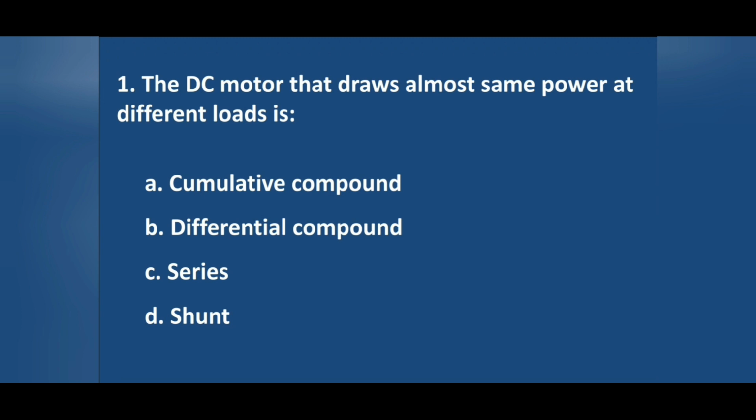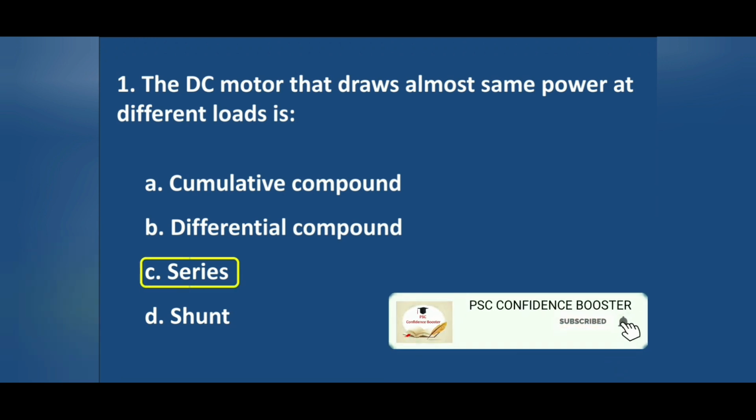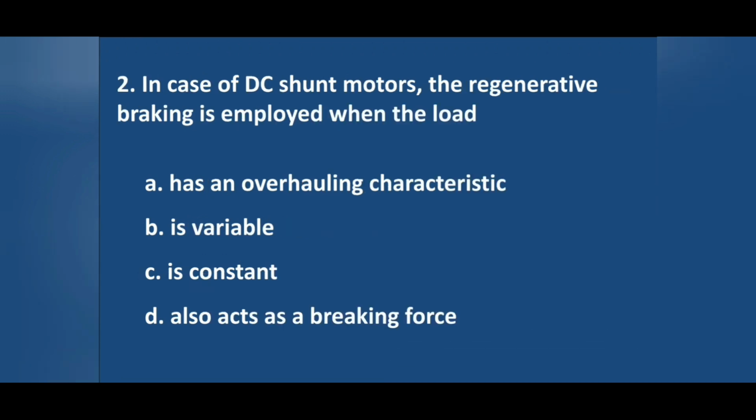Question number 1. The DC motor that draws almost same power at different loads is. Answer is option C, series. Question number 2. In case of DC shunt motors, the regenerative braking is employed when the load. Answer is option A, has an overhauling characteristic.